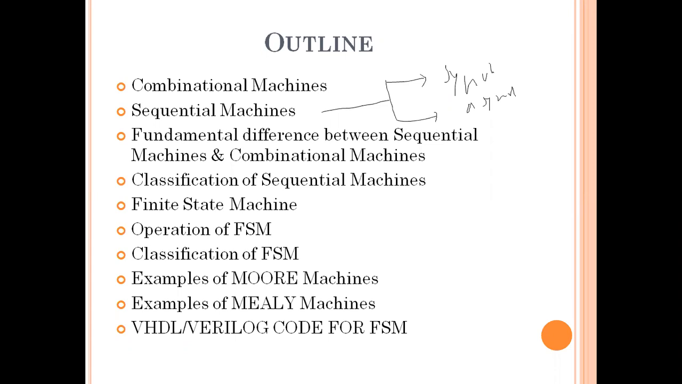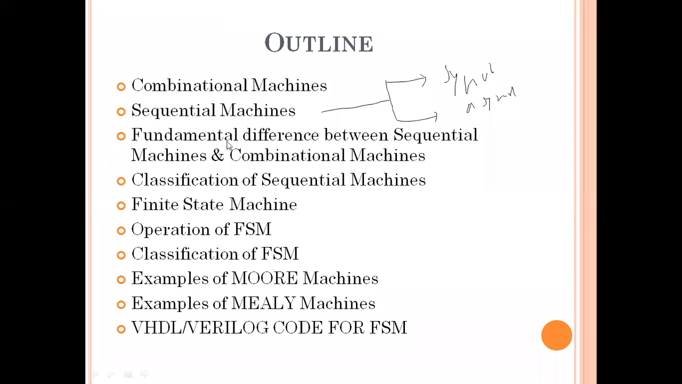right? And in the combinational machines, the feedback path does not exist. No feedback path can exist from the output to input. So there is no feedback path. It means there is no control from the output to input, right? And second property, the output of the system must be strictly a function of the input. Okay.